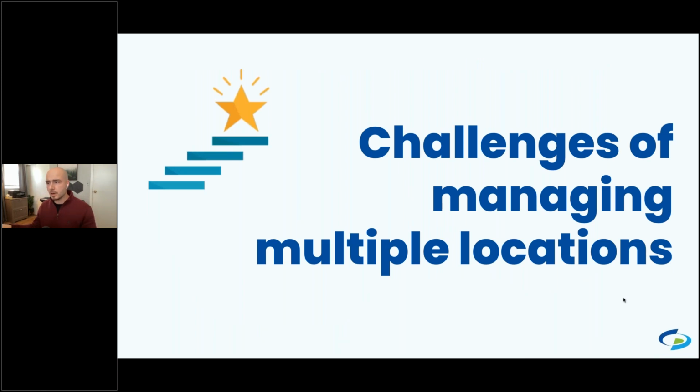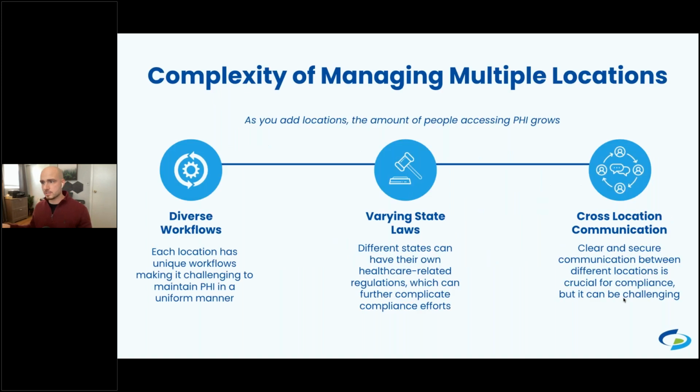So there are, of course, some unique challenges of managing this across multiple locations. Now, some of that complexity could be that you have diverse workflows, right? Each location has some uniqueness to them, making it challenging to maintain this.